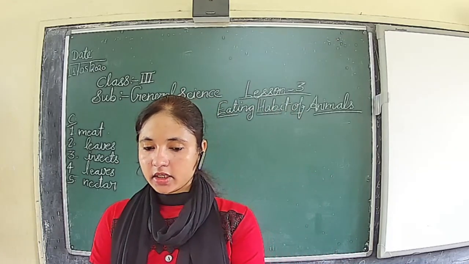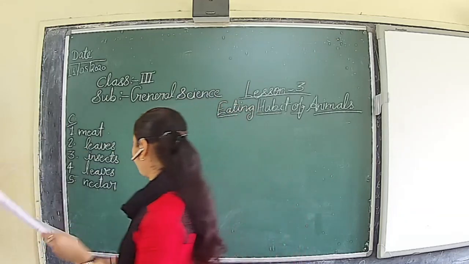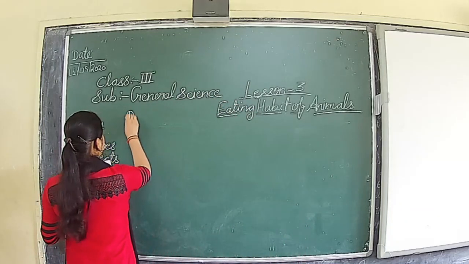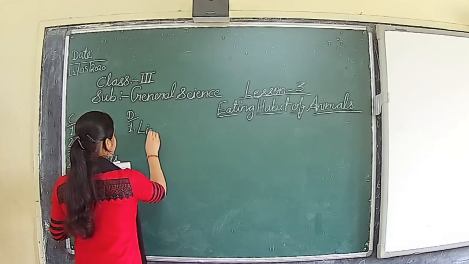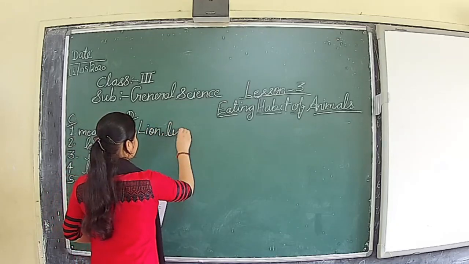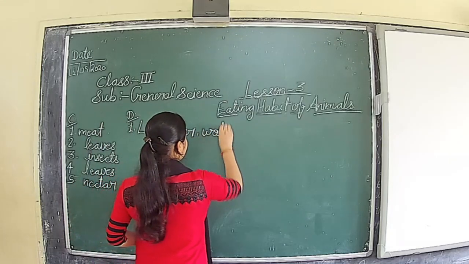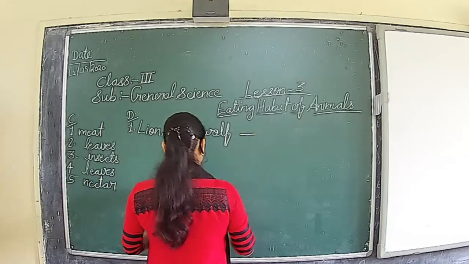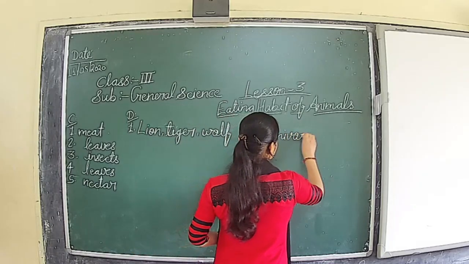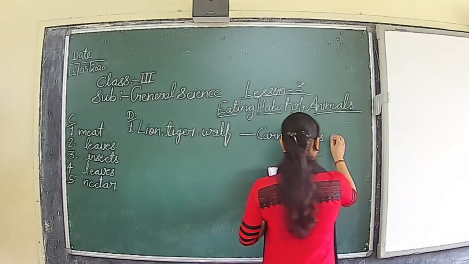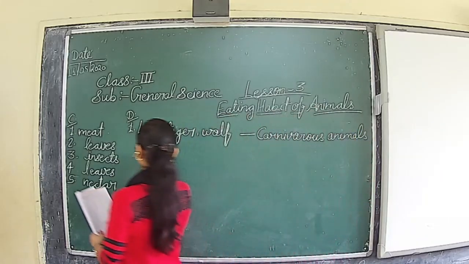So first is lion, tiger and wolf. Just note it down. Okay. Lion, tiger and wolf will come in the carnivorous animals. They will come in the carnivore animals. Okay?